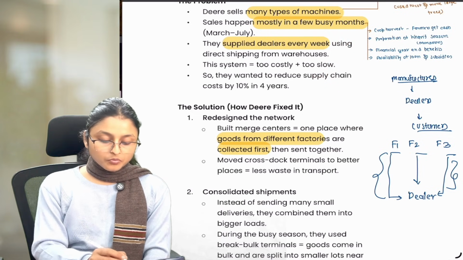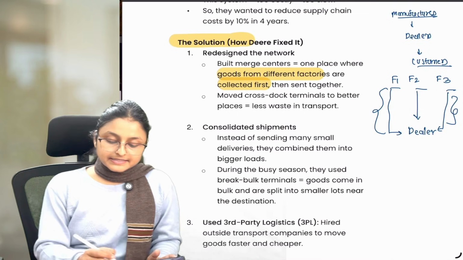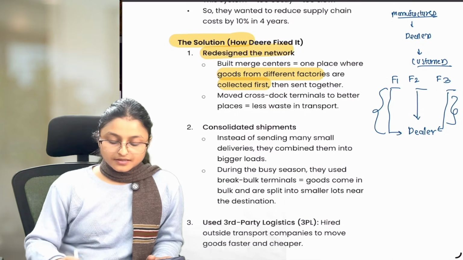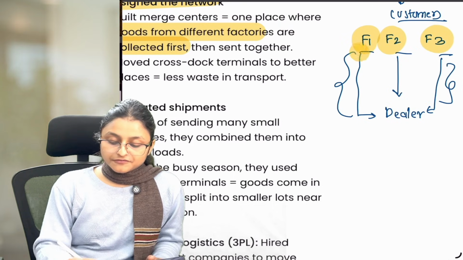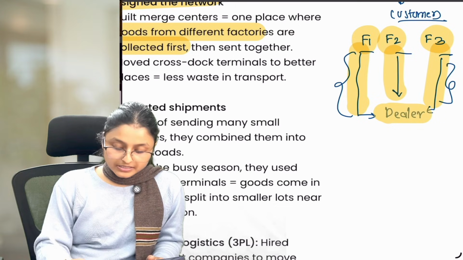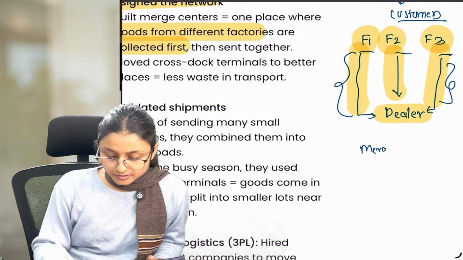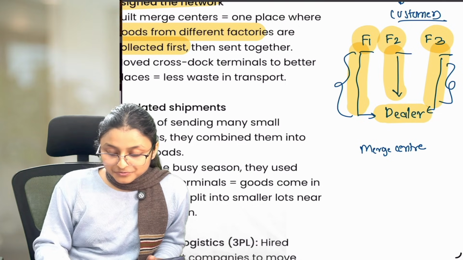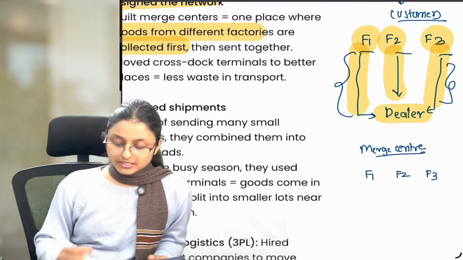Now let's talk about what solutions they introduced for the same. First, they redesigned the whole network. As what is happening right now, from every factory one truck is going to provide the product to the dealer. Now what they did is they made merge centers. Now what will happen with the merge center? So factory 1, factory 2, factory 3.